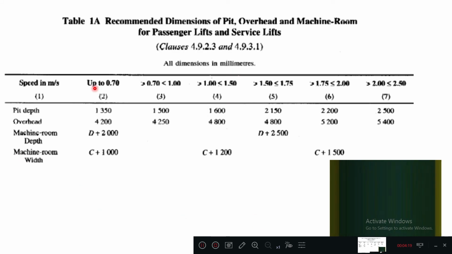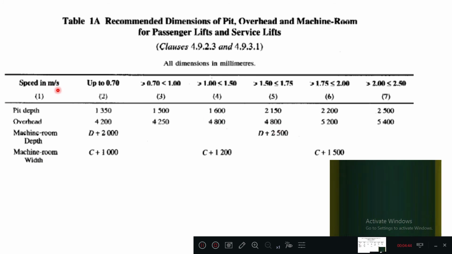Similarly, these are the recommended dimensions for pit, overhead, machine room for passenger lift and service lift. That is why we call it table number 1A. This is for pit depth, overhead, machine room depth, machine room width. Here the various values are given.